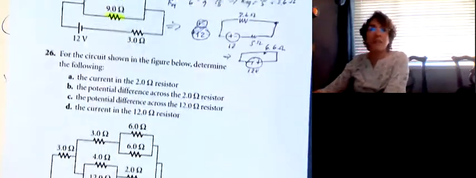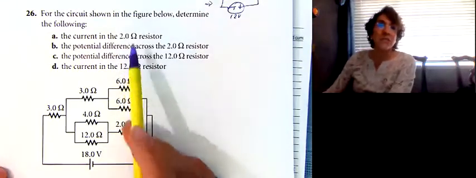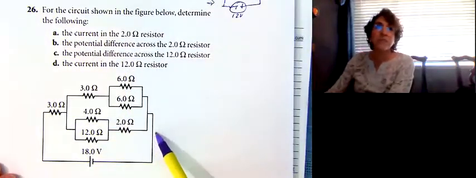All right, let's take one that's a little bit bigger circuit. Let's look at this one right here. The next one, number 26. They want you to know, okay, here they're being specific. For the circuit shown below, determine the following.